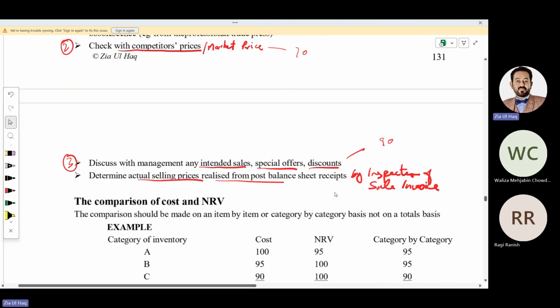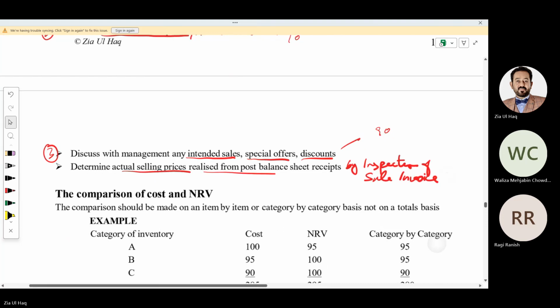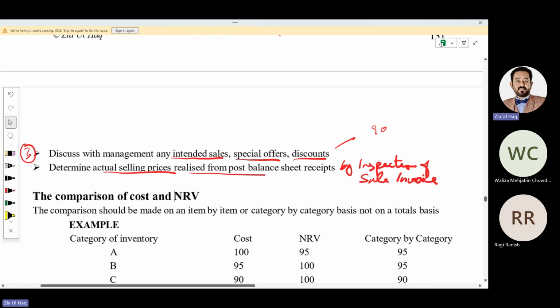This is an example. There are three types of inventory: A, B, and C. Their cost is 100 for inventory A, and NRV is 95. For inventory B, cost is 95 and NRV is 100. For inventory C, cost is 90 and NRV is 100. What is the total value of all these three inventories? Can you calculate?